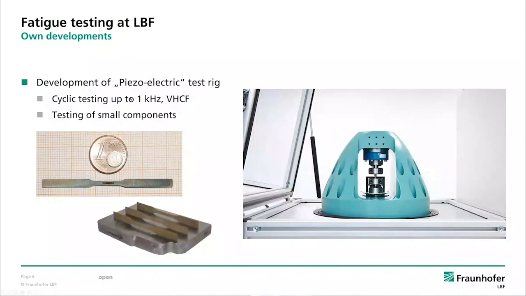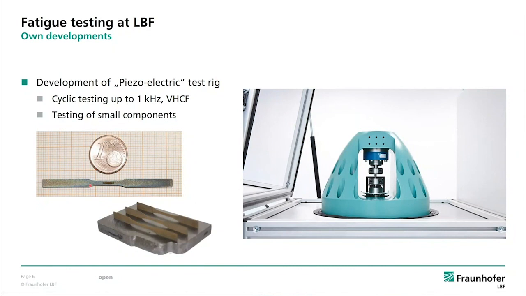So with this test setup, we have the possibility to test up to 1 kilohertz, so quite fast. And we also have the possibility to perform very high cycle fatigue tests. And in addition, it's also possible to run a variable amplitude loading. So it's not like a standard resonance testing machine limited to constant amplitude loading, but we can really test load spectra with this test setup. As said, we have quite small components.